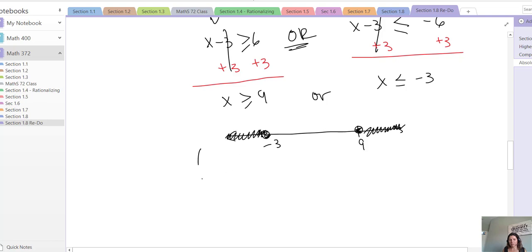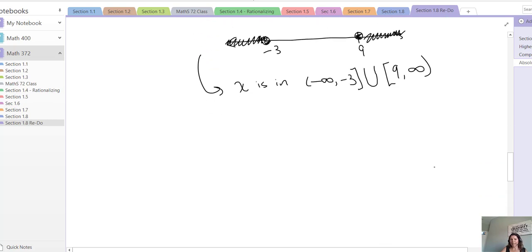And so in interval notation, we're going to say x is in negative infinity to negative 3 included, so that's a bracket, or, remember or, we use the u, the union, bracket, because it's included, 9 to infinity. And that's how you solve absolute value inequalities.